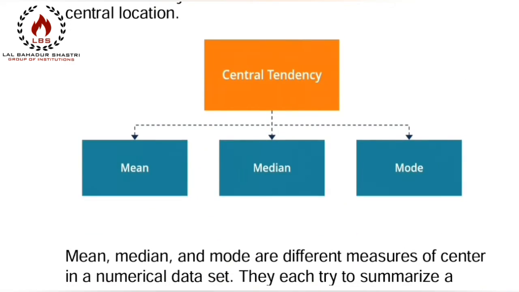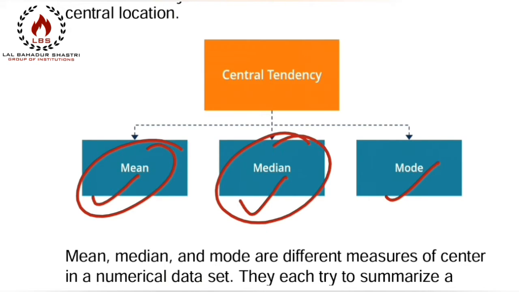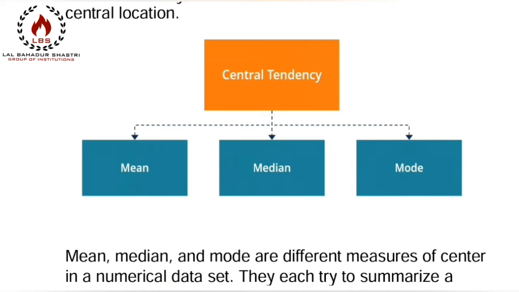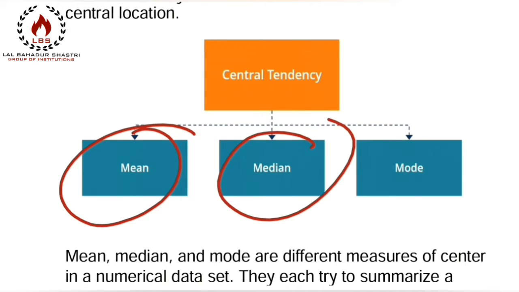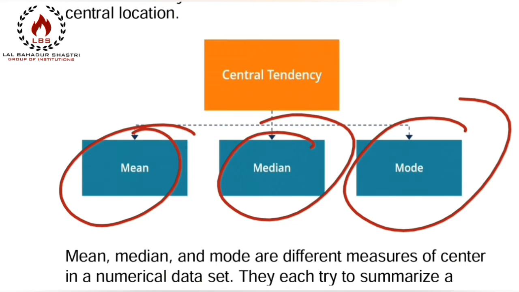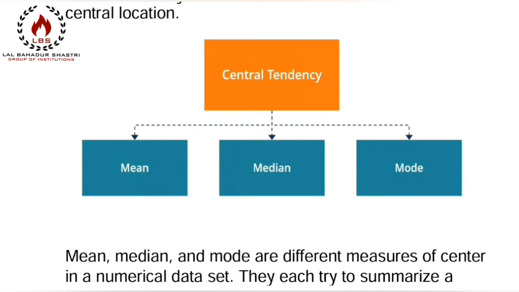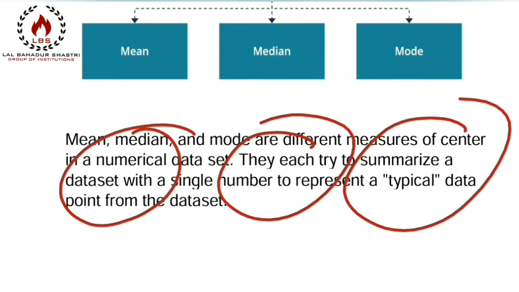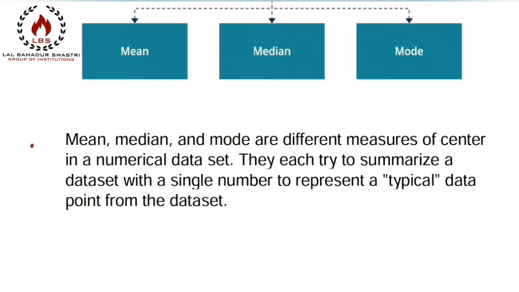So there are three measures of central tendency, as you all know. First is mean, median and then mode. They all represent that single value. You will find that single value by all these measures. Whether you use mean, median or mode, the value you find will differ in each case. Mean, median and mode are different measures of central tendency in numerical data.